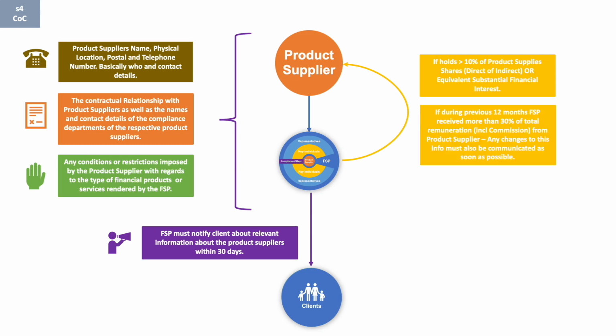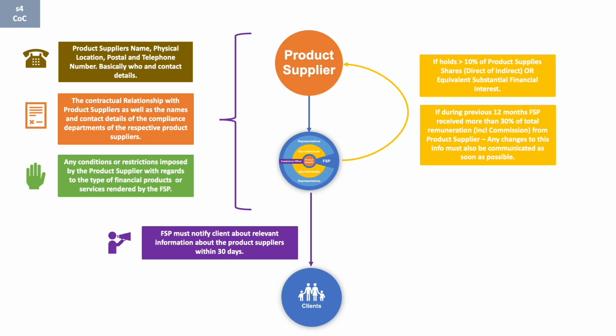The consideration of financial interest also states that if over the past 12 months, the FSP has received more than 30% of its total remuneration from the product supplier. These sections are basically there to ensure that the client knows that the FSP has some sort of significant financial interest in the product supplier, so they can at least be aware of that fact when making their decisions.